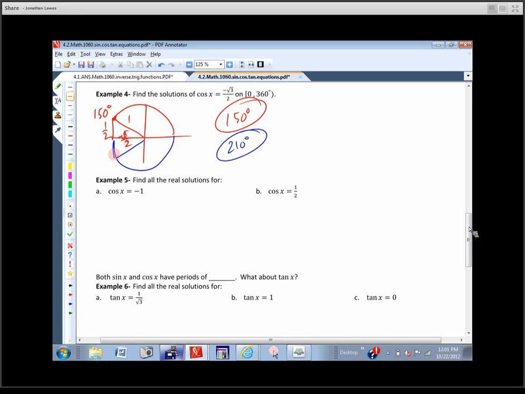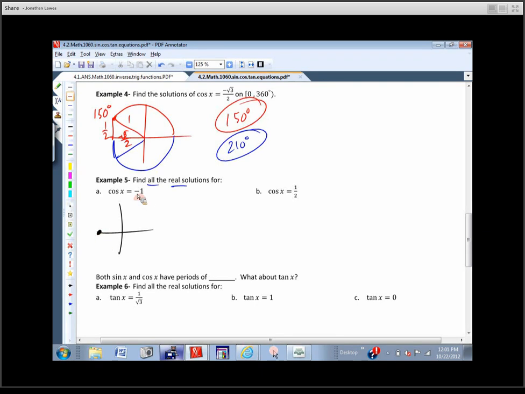Okay. Let's take a look at the next couple. It says, find all the real solutions for cosine of x equals -1 and cosine of x equals 1/2. So all real. That means we're going to have answer sets. They're going to have k's in them, and they're going to be done in radians. So I need the x-coordinate to be -1. That only happens in one place, right here.